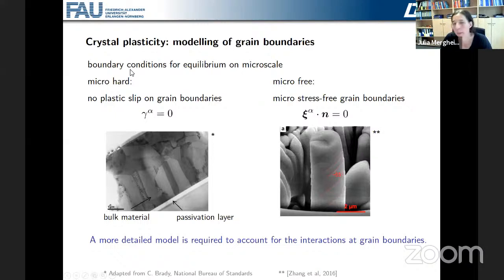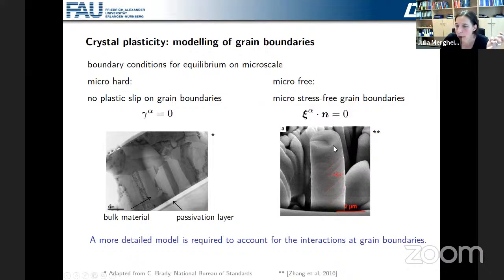In addition, we need some boundary conditions for the grains. So what we can have as the most simple conditions is micro hard, where the plastic slips are prescribed to be 0. So that would mimic a situation where we have a thin layer and a passivation layer here. So that is actually too hard for the situations that we have where one grain is next to another. And the softest boundary condition would be stress-free.